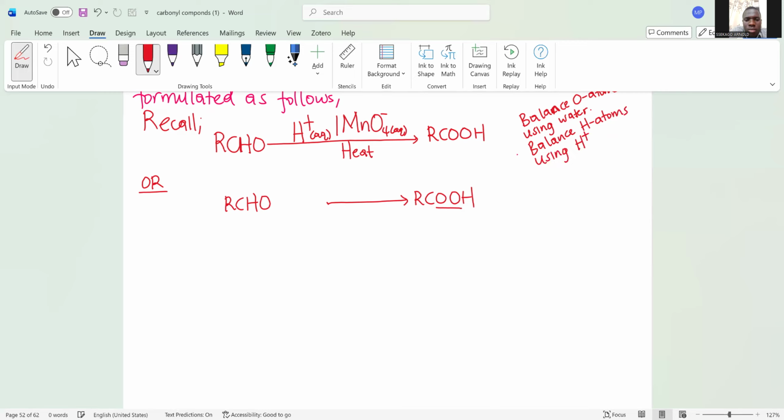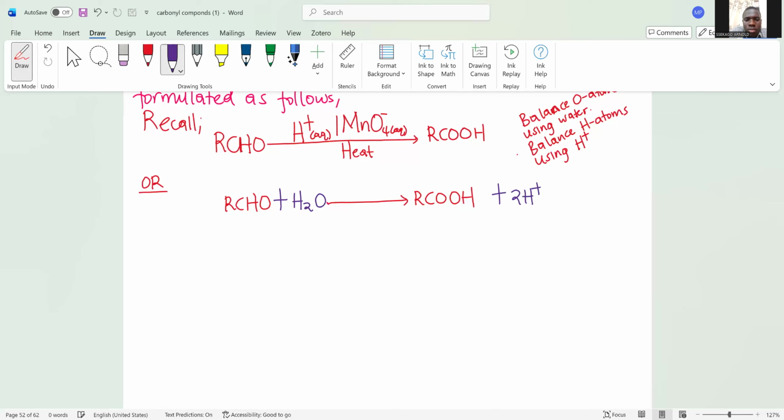This side I have 2 oxygens, this side I have 1. So I need to have 2 oxygens this side. I have said balance oxygen atoms using water, so this side add plus H2O. However, if I add H2O, it creates 2 hydrogens on this side which are not on the other side, therefore I add 2 hydrogen ions to the other side to balance hydrogen.